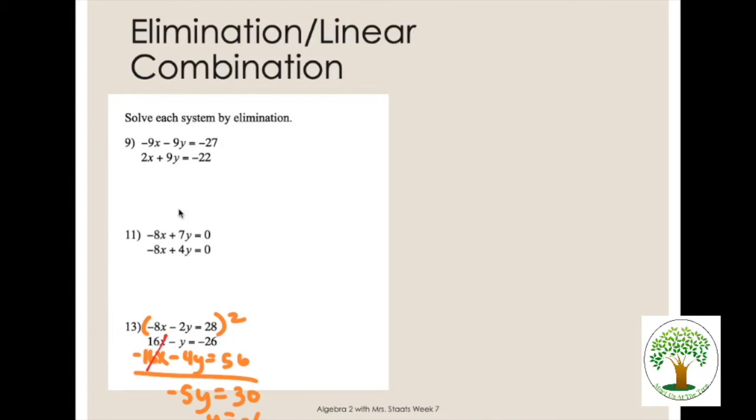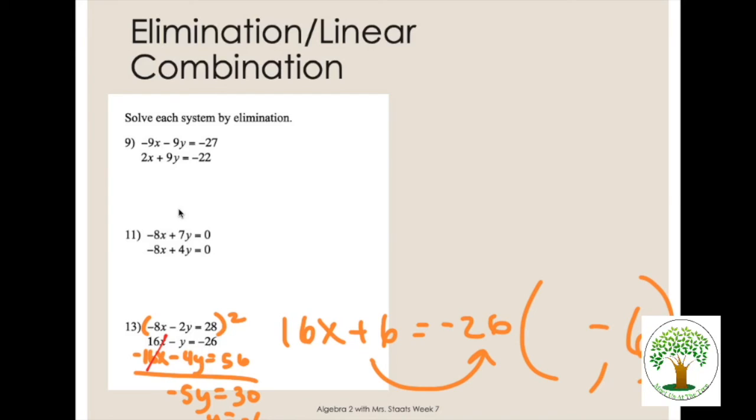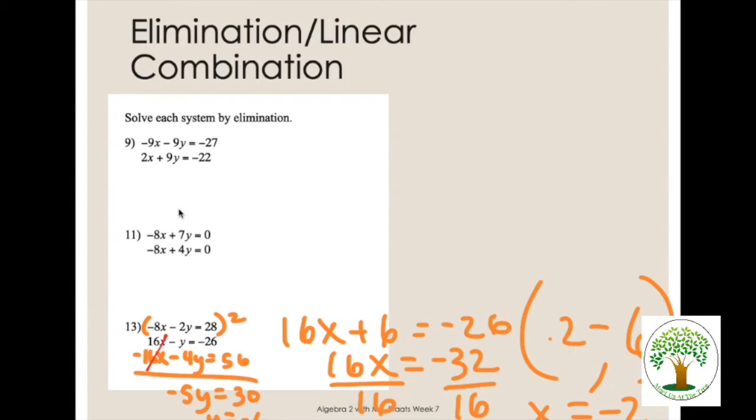I agree. I like starting my ordered pair right then. Coming over here and putting my negative 6 in for y. I'm going to plug the negative 6 in for y. I put it in the bottom one because there's no multiplying there. So 16x minus a negative 6, which is plus 6, equals negative 26. Move that over there. That'll be 16x equals negative 32. Which would be x equals negative 2. X equals negative 2.